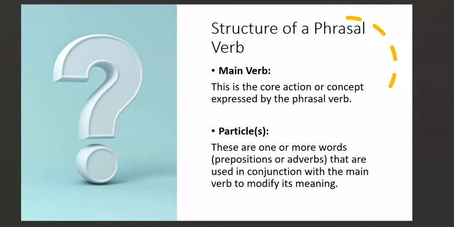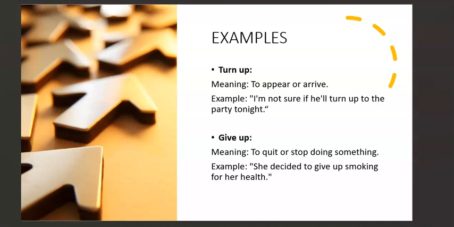The main verb is the main action that is being done in the sentence. It is the main concept that is being expressed in the sentence, and this main concept is in conjunction with these particles, or with prepositions or adverbs, to modify its meaning. Now let's look at some examples to help us understand even better.